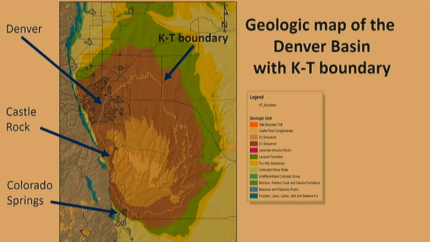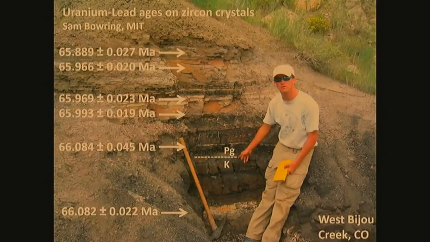So that KT boundary, of course, is significant in this story of how life changed at the end of the Cretaceous. Actually, in the Denver Basin, we have the best examples of this boundary anywhere in the world. So the boundary itself is, this is our colleague Rich Barkley from the Smithsonian. He's got his finger on the actual fallout from the asteroid. And these dates here are from volcanic ashes.